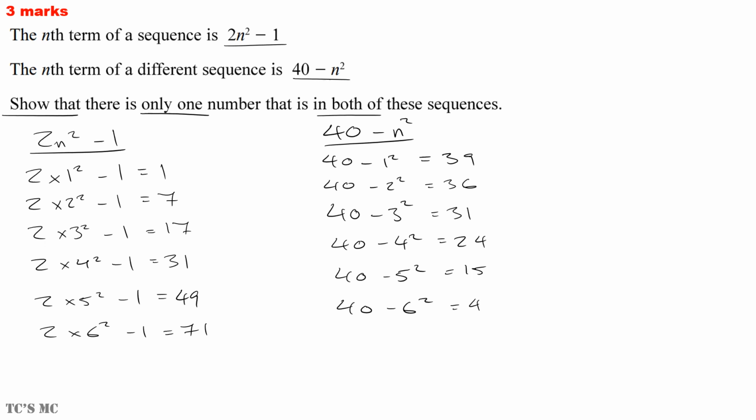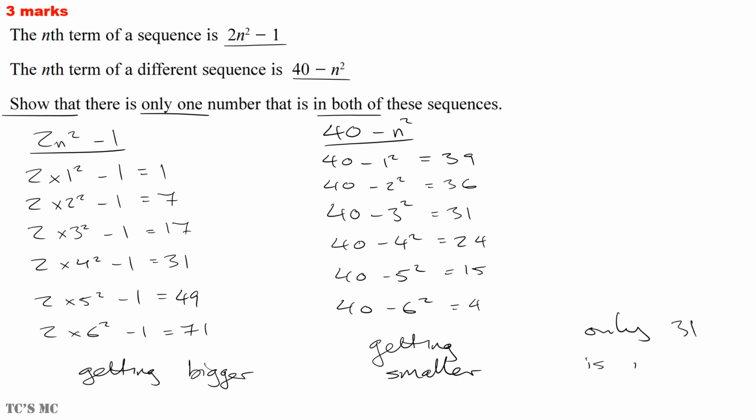For the third mark, I need to say that this first one is getting bigger and that this one is getting smaller. So only 31 is in both. And you should see that over here and over here.